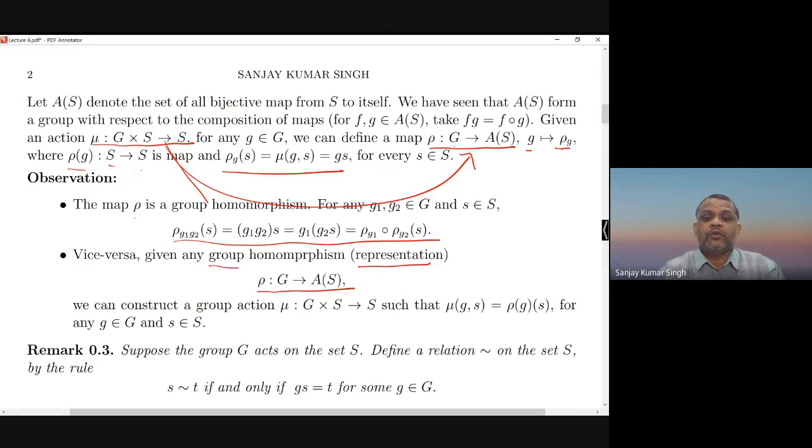So if you have any group homomorphism rho from G to A(S), then I can always construct a group action mu of G on S, which is a map mu from G cross S to S, defined as mu(g, s) equals rho_g(s), where rho_g is the image of g under rho. Here rho_g is a map from S to S, and hence I can compute the value of s under the map rho_g, which gives you an element of S, and thus I get a.